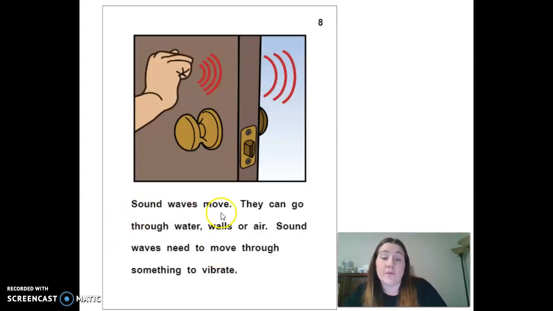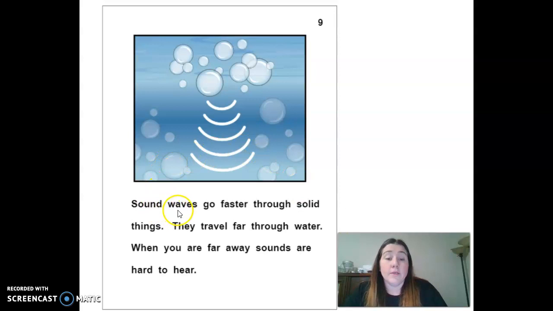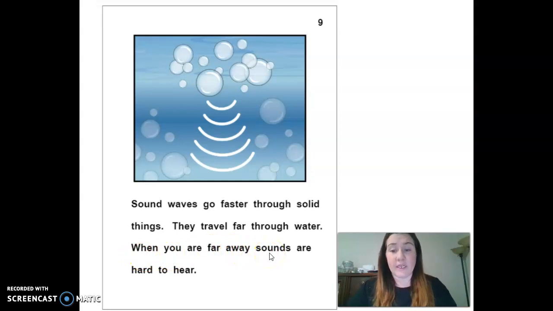Sound waves move. They can go through water, walls, or air. Sound waves need to move through something to vibrate. Sound waves go faster through solid things. They travel far through water. When you are far away, sound waves are hard to hear.